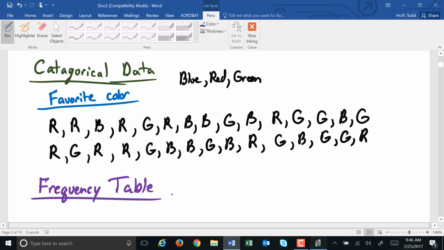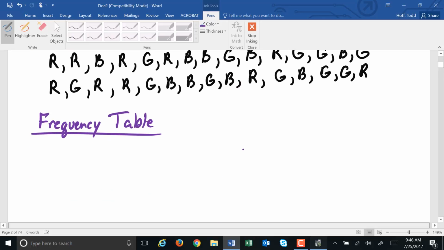And what a frequency table does, it just breaks things down. In categorical data, it's very simple. You're going to list your category in the left-hand column. In this case, it's color, so I'm just going to title that color. I have red, blue, and green.